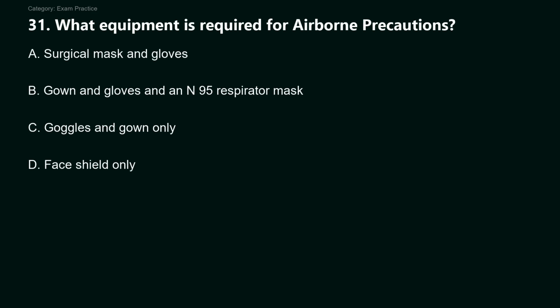Question 31. What equipment is required for airborne precautions? Option A, surgical mask and gloves. Option B, gown and gloves and an N95 respirator mask. Option C, goggles and gown only. Option D, face shield only.